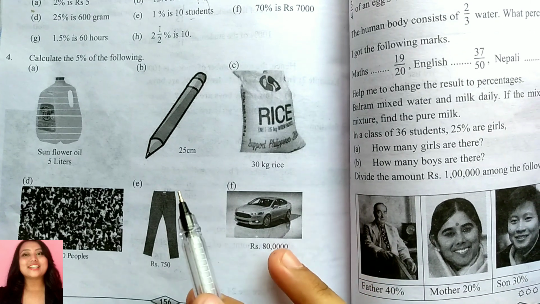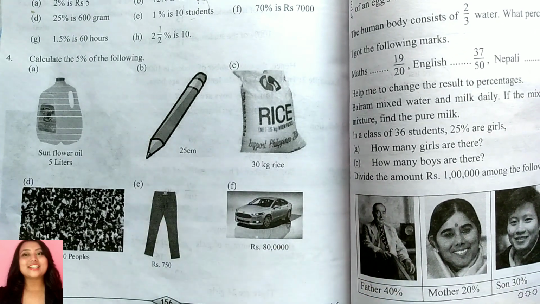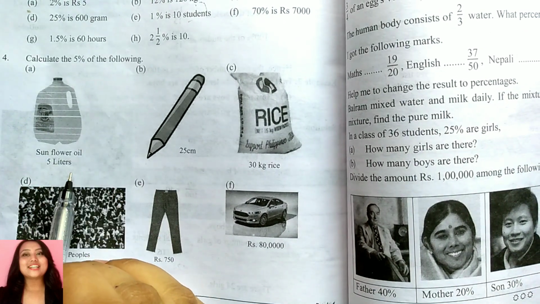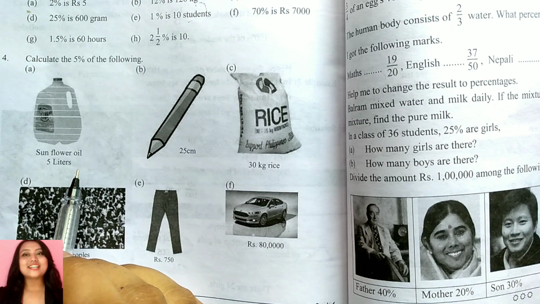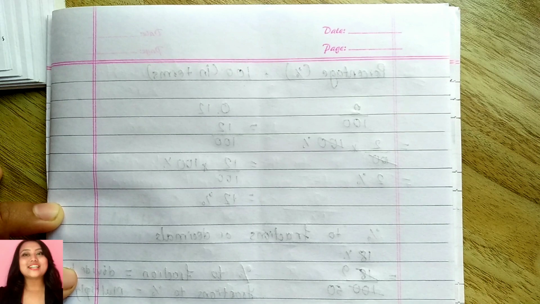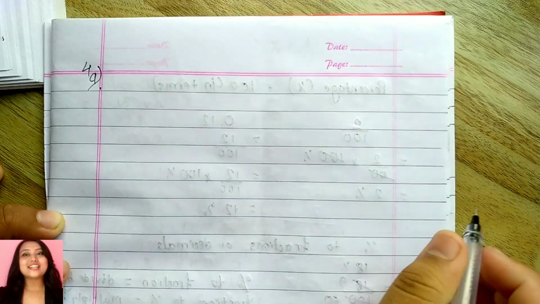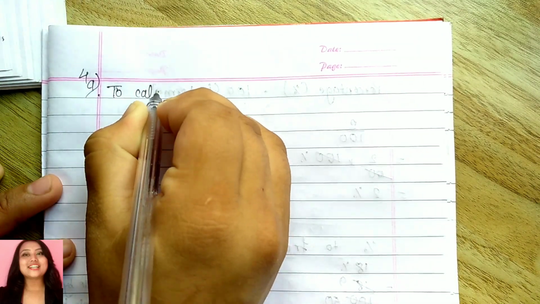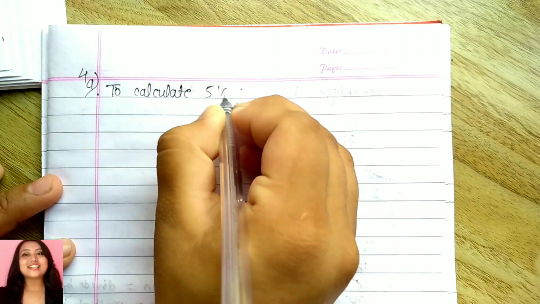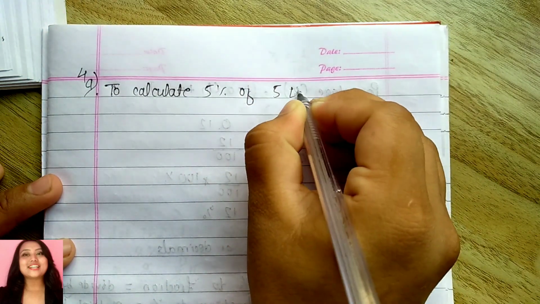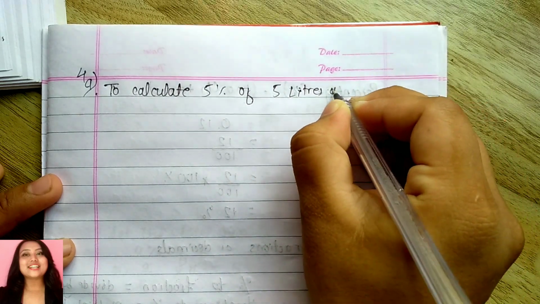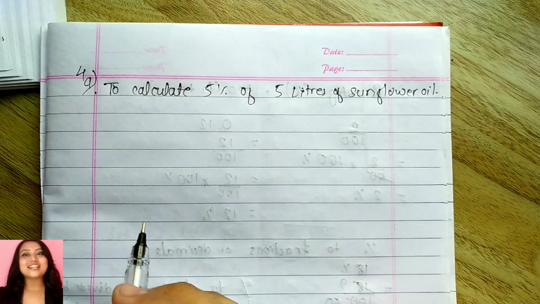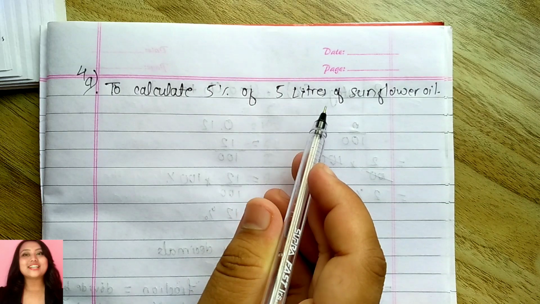Now here you can see, calculate the 5% of the following. That means 5% of 5 liter of sunflower oil you need to find out. Okay, let's do this question. Question number 4a means you have to calculate 5% of 5 liters of sunflower oil. So 5% of 5 liters of sunflower oil you need to find out.